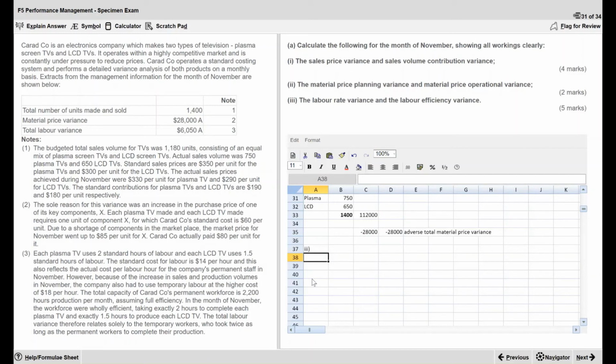Each plasma TV uses 2 standard hours of labor, and each LCD TV uses 1.5. Yeah, I can use that format. The standard cost for labor is 14 per hour, and this also reflects the actual cost per labor hour for the company's permanent staff in November. However, because of the increases in sales and production volumes in November, the company also had to use temporary labor at the higher cost of 18 per hour.